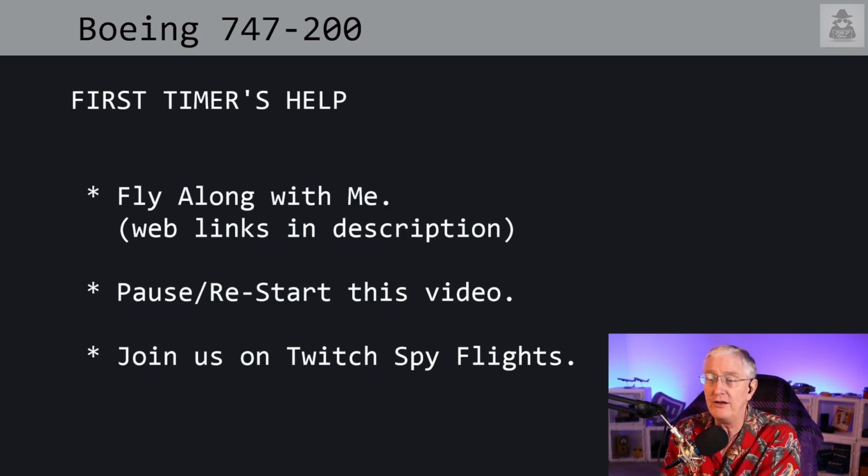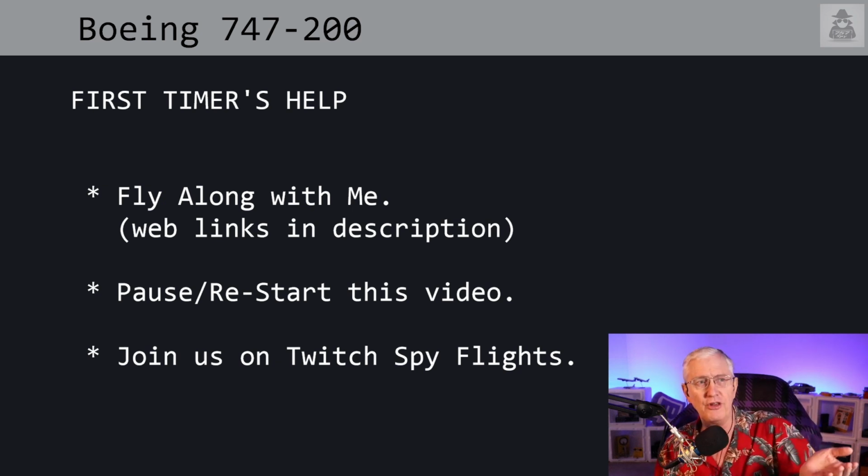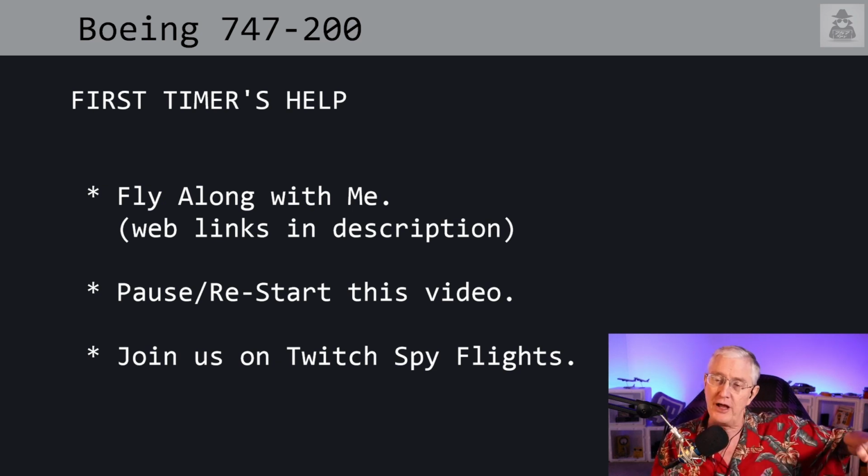If this is the first time you've ever done a cold and dark with me, it's really simple. Hit pause on the YouTube video right now and go fire up the airplane. Put it at the gate. I showed you the flight plan, Chicago to Washington. Put it at Chicago and fly along with me. Set up a flight plan too over on SimToolkit Pro. And then you can pause and restart the video so that you can fly along.